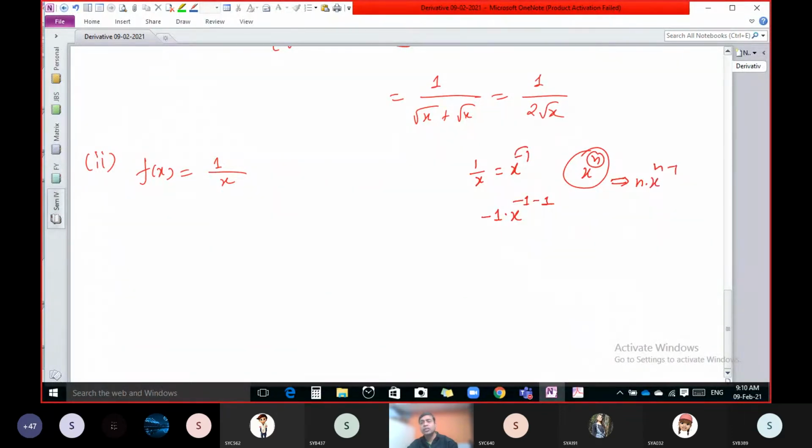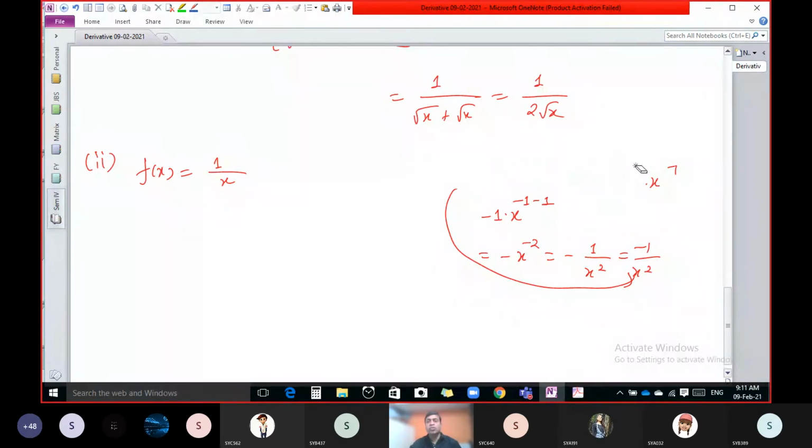So here n is minus 1. So minus 1 into x raised to minus 1 minus 1. So we get minus x raised to minus 2. So we get minus 1 upon x square. So the answer is minus 1 upon x square. So the derivative of 1 upon x is minus 1 upon x square, but this is what we are required to prove by using the definition. So let us start.